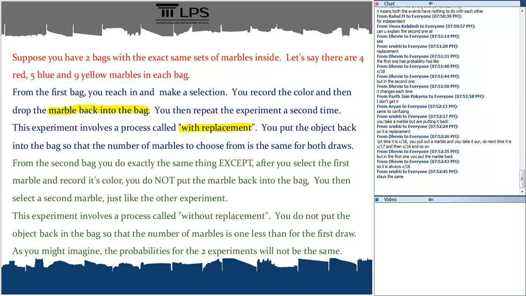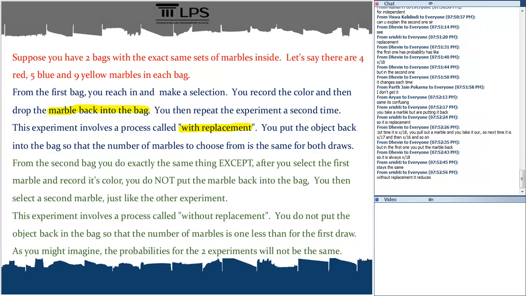Yes, in the first one we put the marble back. Let the entire class be with me. Okay, we will go step by step. Otherwise, there will be a lot of questions coming up, and it will be difficult to answer.